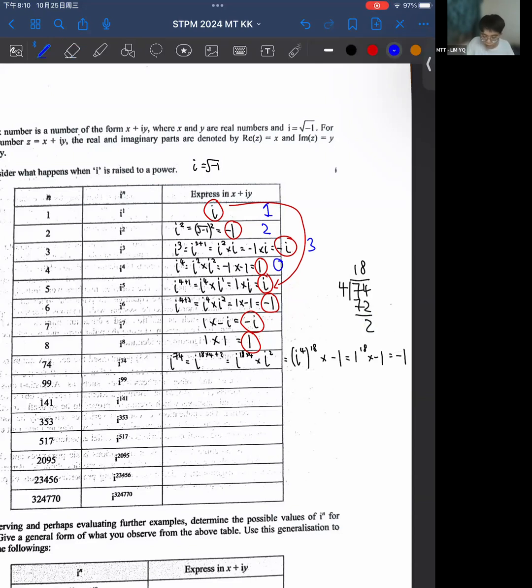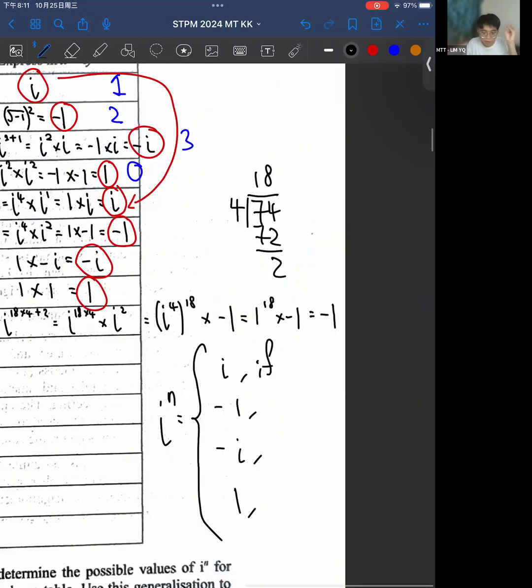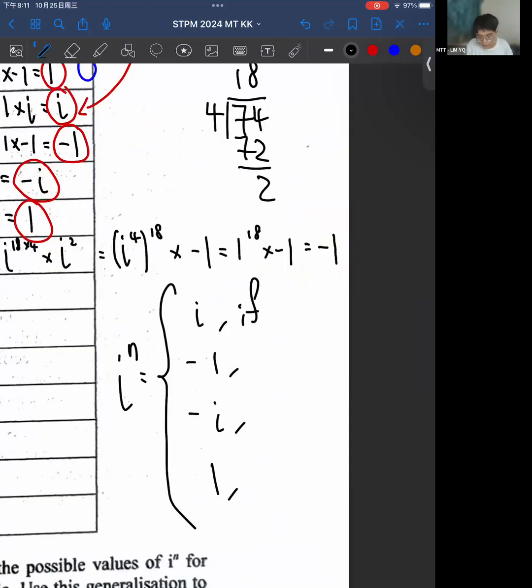So we can generate a general pattern first. I suggest you write it out here. So i to the power n will equal to, give a curly bracket, which means piecewise. There are only 4 possible outcomes. If the remainder is, so what does the remainder refer to? Here the remainder refers to when you divide by 4, what is the remainder? I just write R, R which means remainder. I suggest you generate your own writing.